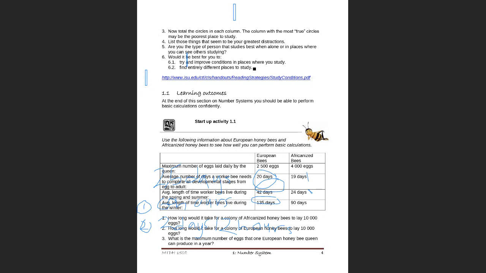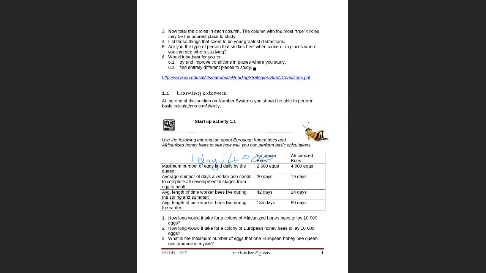Now, let me write this again and explain. So this is what I did. Ratio is used to compare two things. When you are trying to compare two things, they have told you that for one day, the bee will lay 4,000 eggs.